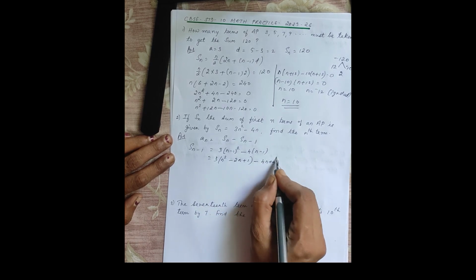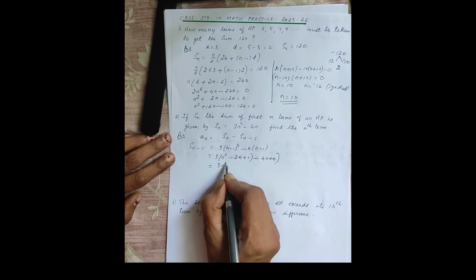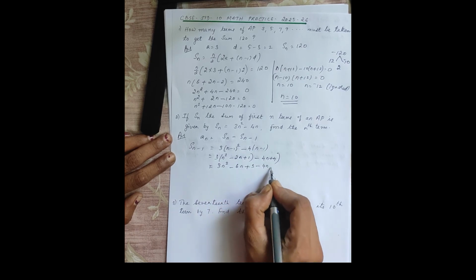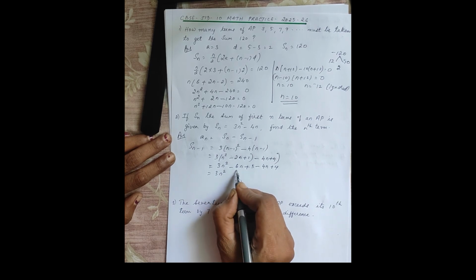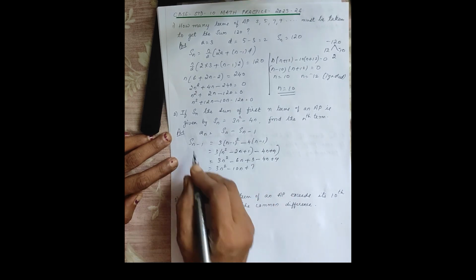We open the bracket. Equal to, here again open the bracket, 3n square minus 6n plus 3 minus 4n plus 4 equal to 3n square minus 6n minus 4n, it is minus 10n, plus 3 plus 4, that is plus 7. So here you got Sn minus 1.